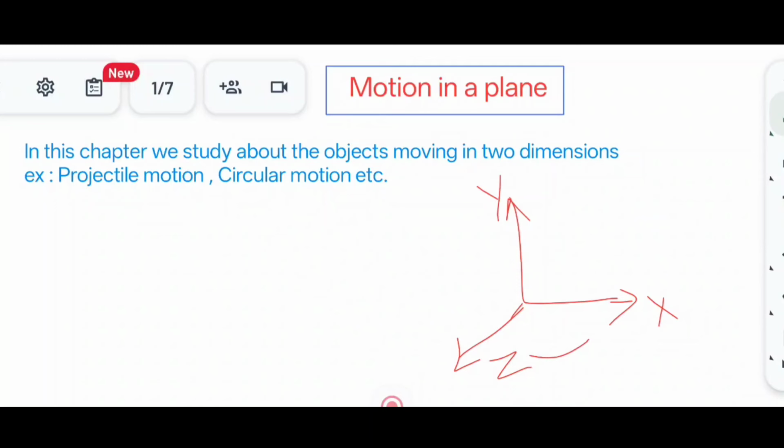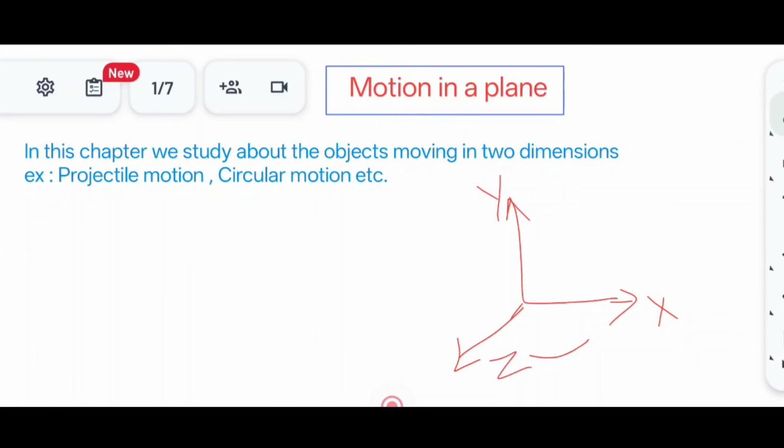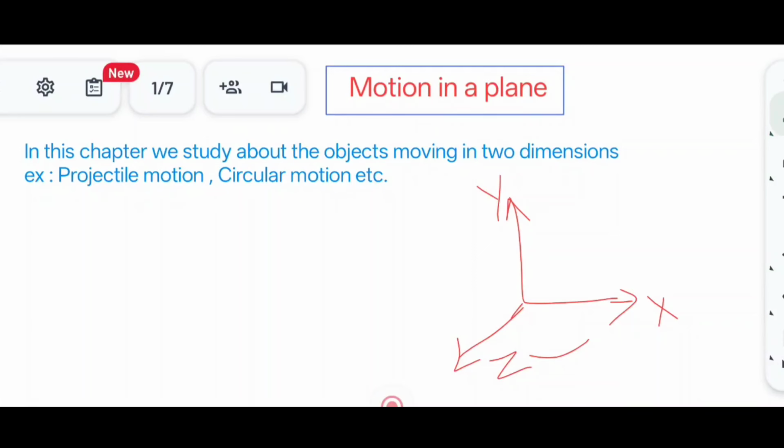This chapter deals with the objects which are moving in two dimensions. What are the different types of two-dimensional motion? We will come across projectile motion and circular motion.